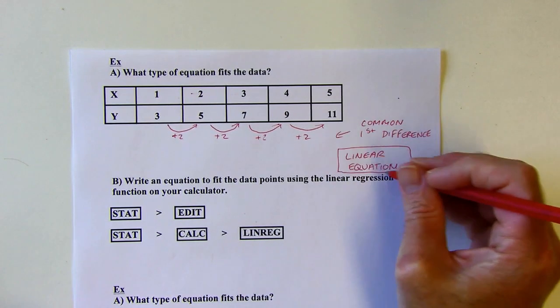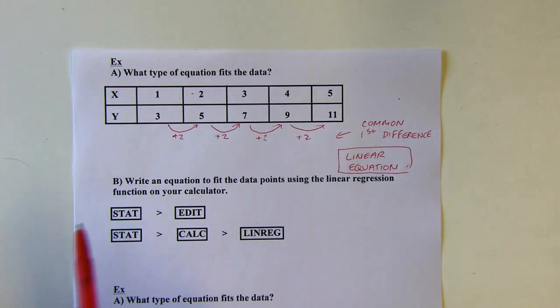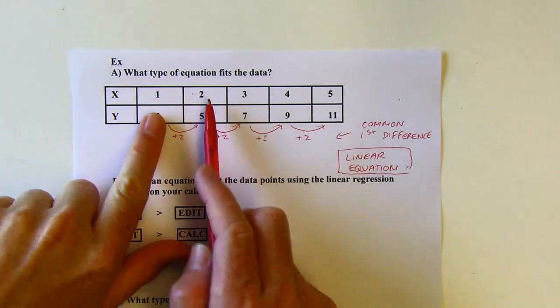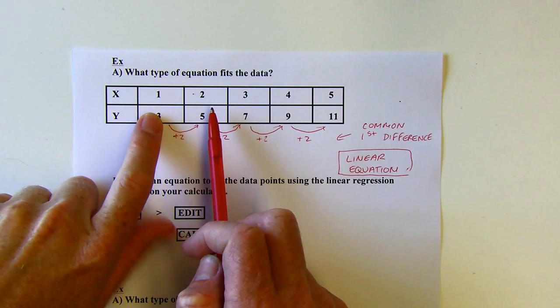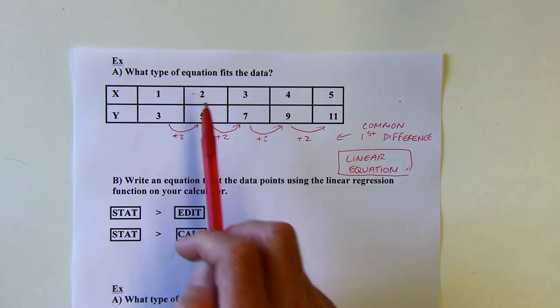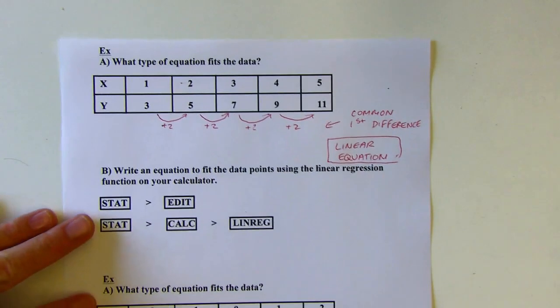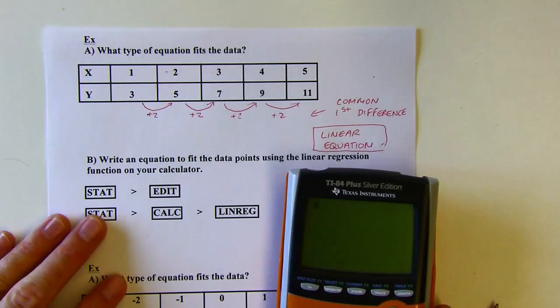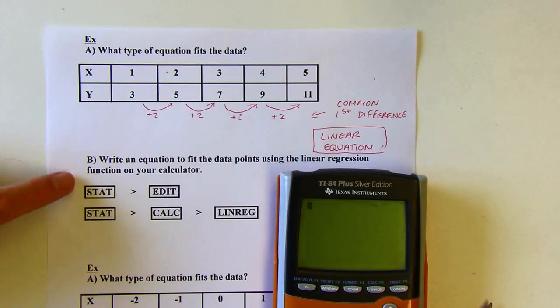Okay? So if we wanted to write an equation to fit all of this data, you could just take 2 of the xy pairs, and then you could find the slope. You'd have a through point, so you could start with point slope form and work from there. You can also use a calculator to do it. We can input this data into our calculator using the stat menu.